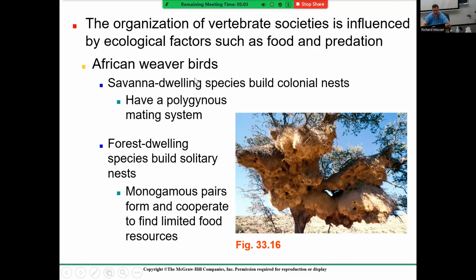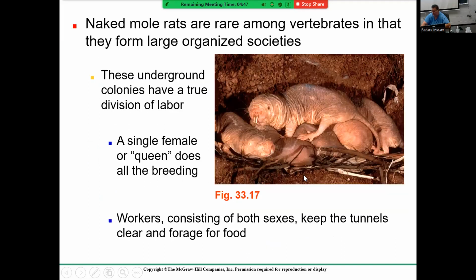So African weaver birds, we've got the savanna-dwelling birds that build colonial nests, they have polygynous mating systems. I'm not seeing much I need to tell you about, but obviously this is a social group of birds right here. Because apparently there's naked mole rats here as well. And there's a queen female mole rat.